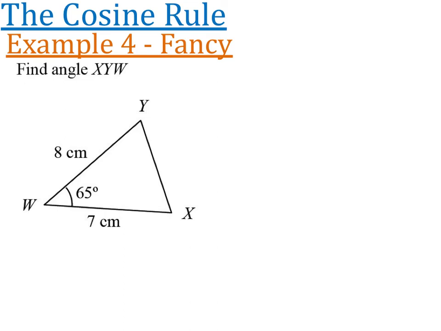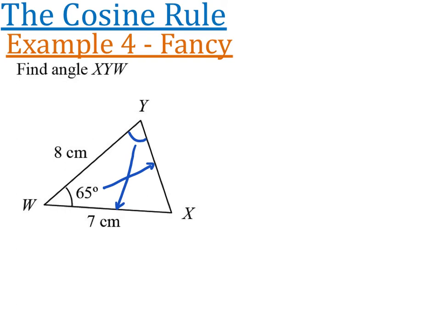So this one's our fancy example, and it says, find angle X Y W. So they would like us to find this angle in here. Normally, when we find an angle, up until now, we've been using the sine rule, and we would be looking to have two pairs of sides and angles, but we don't have that. This blue angle goes with this 7 centimeters, which is great. But my problem is the 8 centimeters doesn't actually have an angle to go with it. And then the 65 degrees doesn't have a side to go with, which is really, really unfortunate.